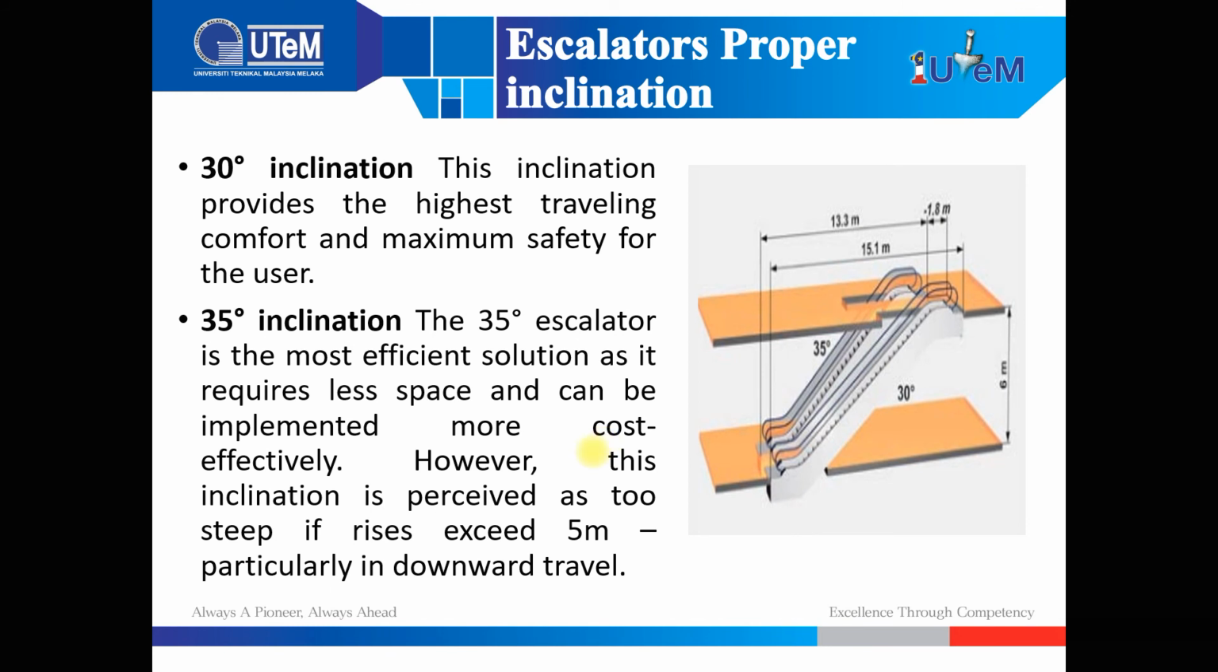Okay. And then the proper inclination, either 30 degree or 35 degree inclination. For the 30 degree inclination, provides the highest travelling comfort and maximum safety for the user. Okay, untuk 35 inclination, the most efficient solution as it requires less space and can be implemented more cost effectively. However, this inclination is perceived as too steep if rise exceeds 5 meter, particularly in downward travel. So untuk 30 degree inclination dikatakan travel comfort dan maximum safety sebab dia punya inclination steep dia tu kurang. Tapi kalau 35 dia kata most efficient sebab dia space yang kurang, tapi kelemahan dia even kita exceed 5 meter dia dah rasa terlalu steep lah, for example particularly in downward travel lah.